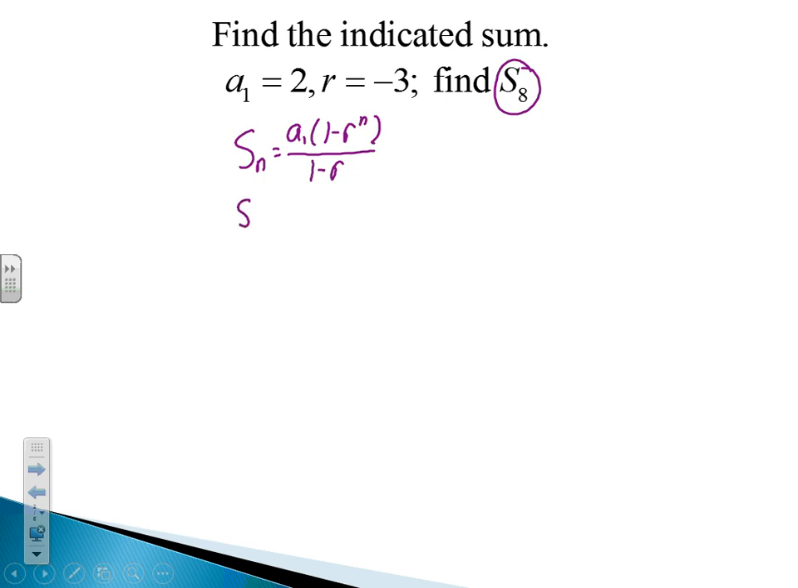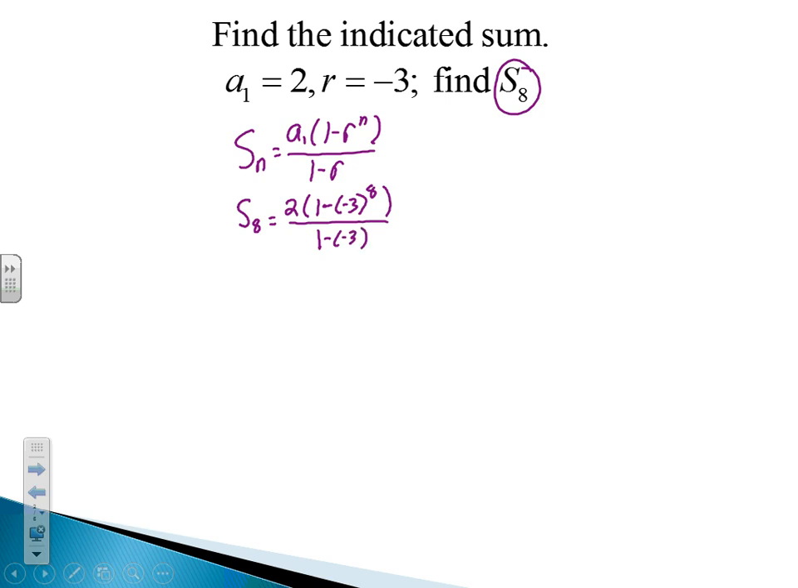So if I'm going to be finding S sub 8, I'm going to replace the n with the 8. A sub 1 is given to me to be 2. And I'm going to say 1 minus r. So in this case, I'm going to say 1 minus negative 3. And I'm going to raise it to the n power. Well, n in this case, the number of terms, is 8. And then I'm going to divide that by 1 minus negative 3.